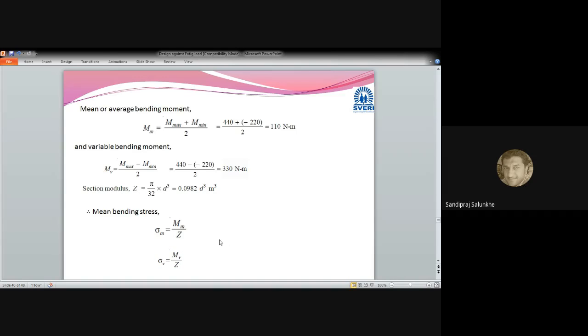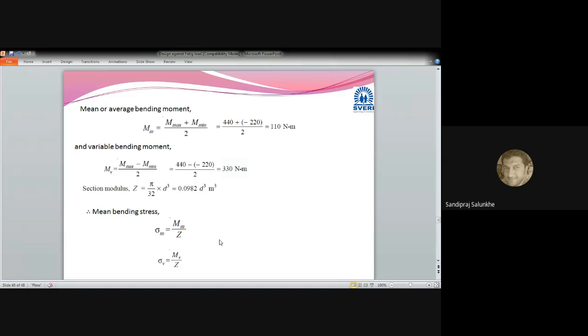And tell me what value of mean bending stress and average bending stress you are getting. Jaydev has calculated the mean bending stress as 110. Jaydev, what will be the unit? You also mention the unit. And the average or variable bending moment is 330 Newton meter. It is a bending moment. Okay.